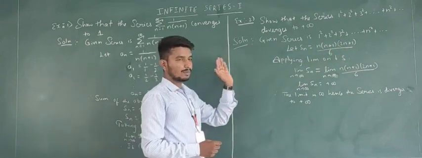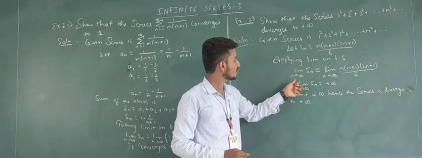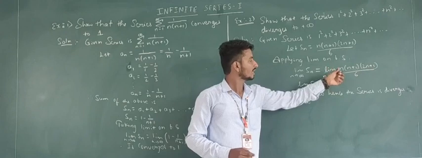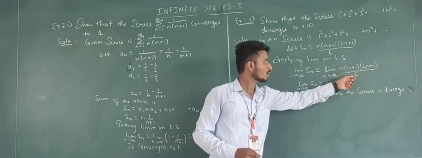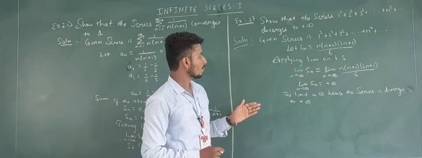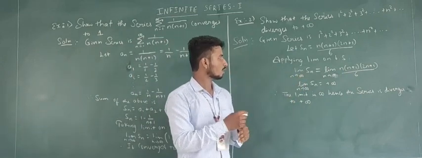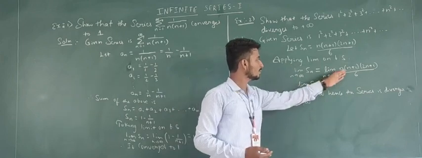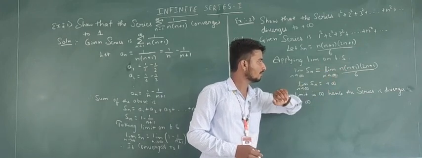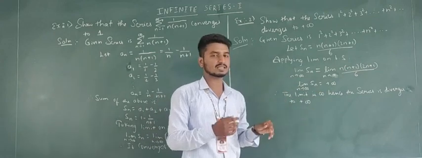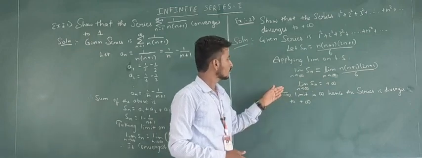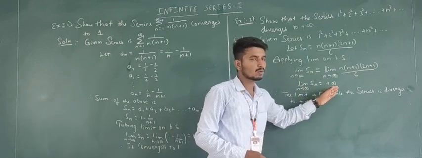Applying limit on both sides, we get limit n tends to infinity Sn equal to limit n tends to infinity n into n plus 1 into 2n plus 1 divided by 6. So we have applied limit on both sides. Next we apply the limit for this: in place of n we write infinity. Infinity divided by 6 is again infinity, so we get positive infinity. So limit n tends to infinity Sn equal to plus infinity.